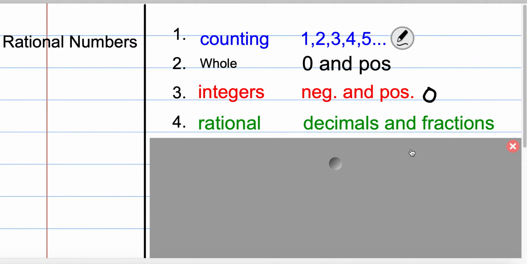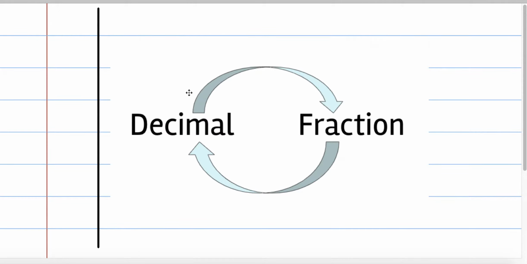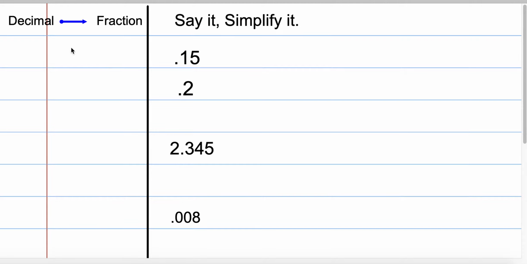Those are your decimals and fractions, but only decimals and fractions that do something called terminating and repeating. So this is what we're going to take a look at today, these rational numbers that can be turned between decimals and fractions. So I want you to write decimal to fraction and fraction to decimal. We're going to come back to that picture in a minute. So let's look at a decimal to a fraction.